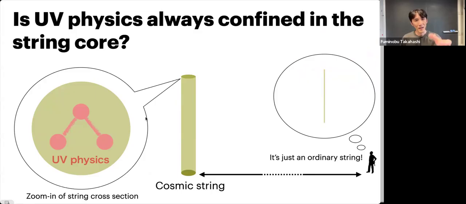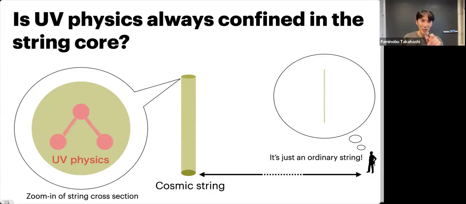Here, maybe the string core has some more complicated structure like this: a couple of strings connected by domain walls and so on. But if so, why do we care about UV physics? Because it's contained in the string core. If you look at the cosmic strings from a distance, they're just ordinary cosmic strings. You cannot tell the difference from the ordinary cosmic strings as long as the typical energy is much lower than the inverse of the string core radius. Then they evolve completely in the same way as the ordinary cosmic string. So why do we care about UV physics?